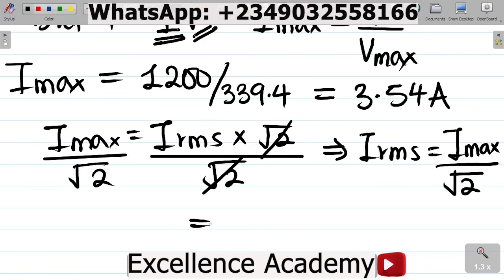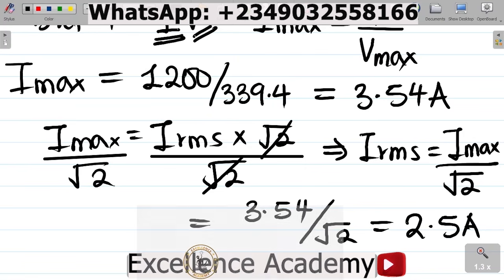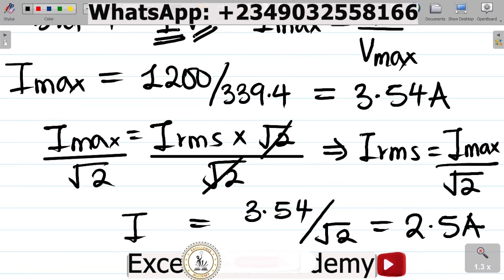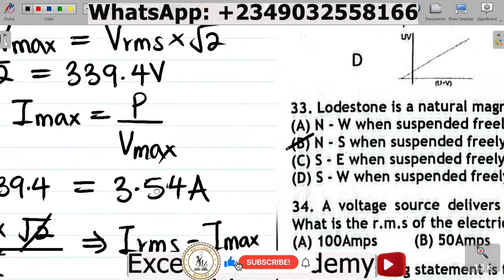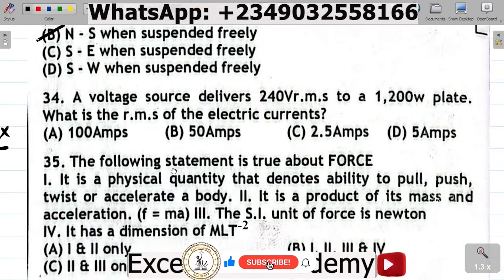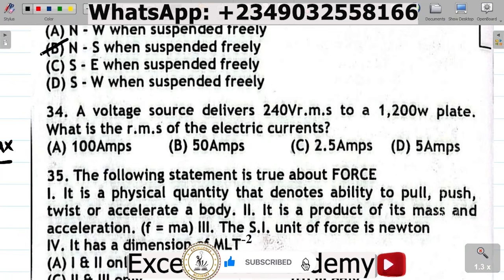And that's equal to, what's the value of I max? The value of I max there is 3.54, all over root 2. And if you do this, you have your value there as 2.5 amperes. This is the value of IRMS. All right, 2.5 amperes. Let's see. Yep, that's C. So the correct answer here is option C, 2.5 amperes.